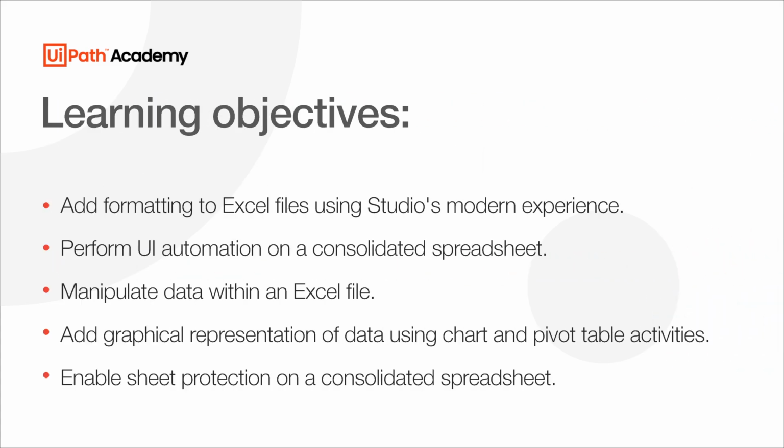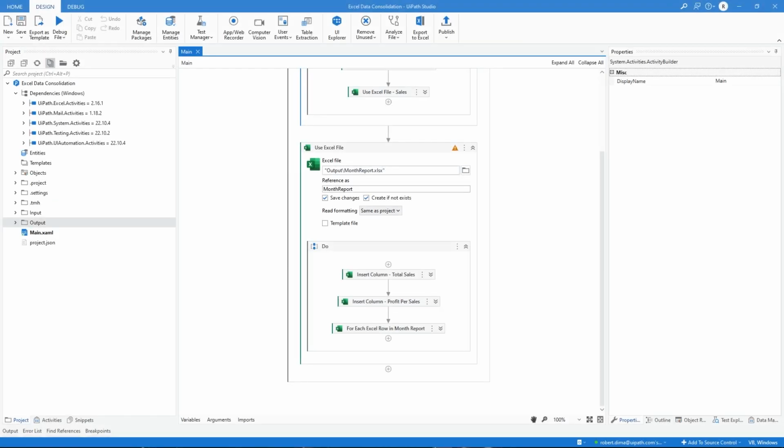In this demo, we'll enhance our project by incorporating Excel file formatting, UI automation activities, and graphical representation of data using chart and pivot table activities on the consolidated spreadsheet. We'll also manipulate the data within the file and enable sheet protection. We'll start from the project developed in our previous video. In case you haven't built along, please download the project attachment before proceeding with this video.